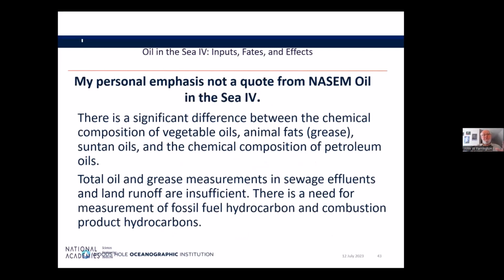My personal emphasis on this is that people need to understand that there's a difference between the chemical composition of vegetable oils, animal fats and grease, suntan oils, and the chemical composition of petroleum oils. Making total oil and grease measurements in sewage effluents is a good start in land runoff, but they're insufficient. There's a need for measurement of fossil fuel hydrocarbons and combustion product hydrocarbons in many more locations. There have been a few studies, and we cite those in the Oil in the Sea 4 report, that clearly point out how this can be done.